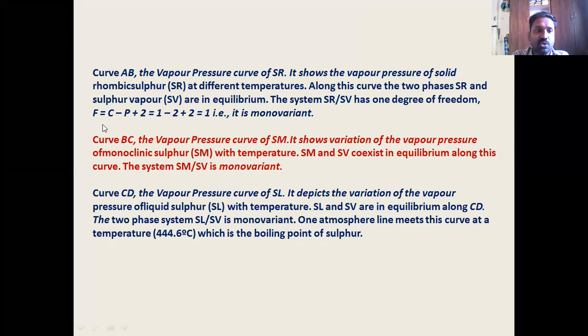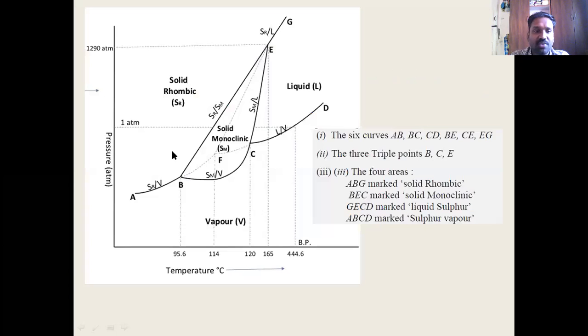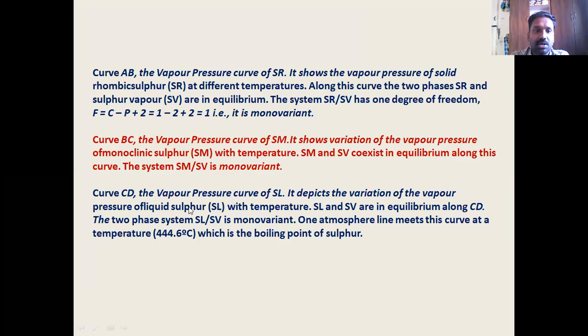So apply your phase rule. F is equal to C minus P plus 2. C is 1 because it's a one component system we are discussing. Sulfur is a one component system. Like water, it is a one component system. Number of phases, P, is 2, because we are talking about rhombic sulfur and sulfur vapor. So 1 minus 2 plus 2 is 1. It is monovariant. What do you mean by that? Monovariant means it has 1 degree of freedom.